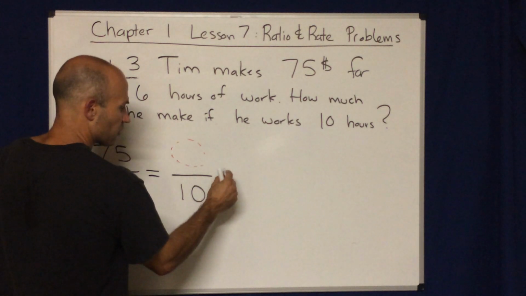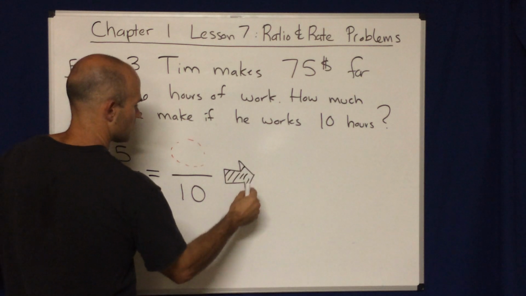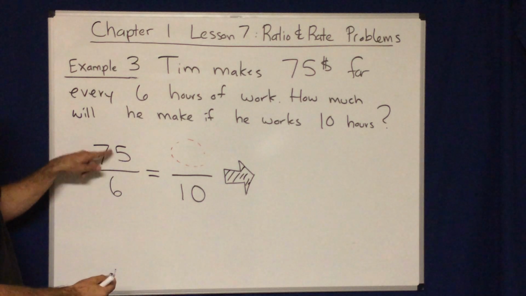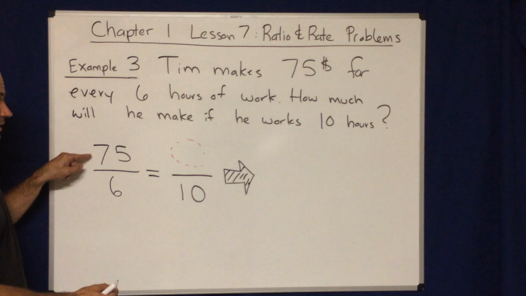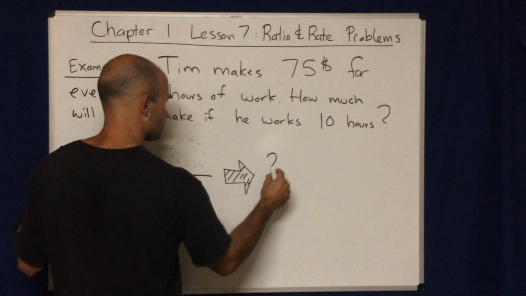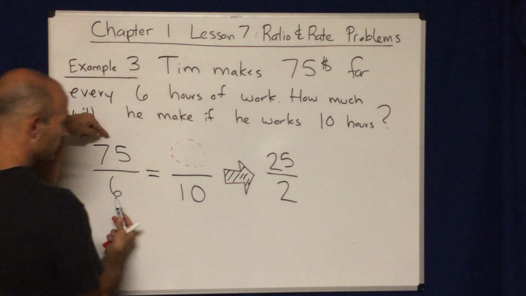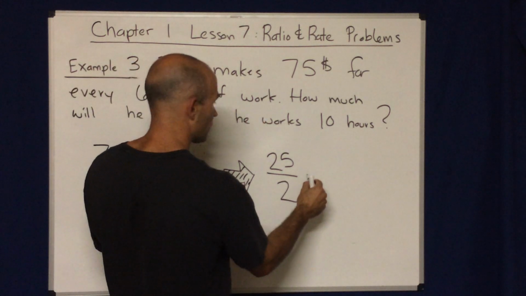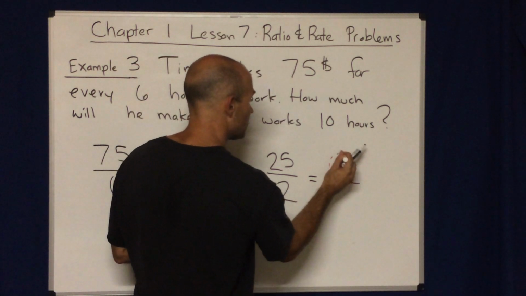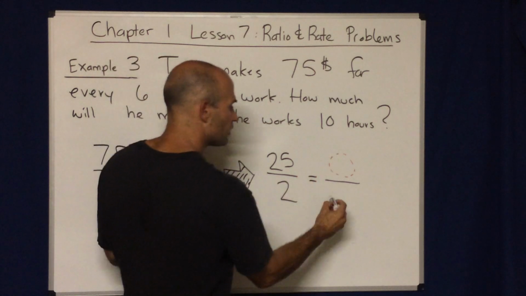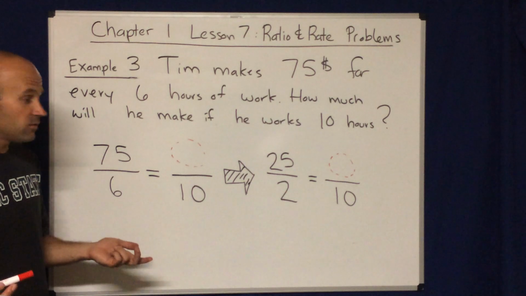So I'm going to kind of change my problem in some sense. I can replace this with an equivalent fraction where I divide both the numerator and denominator by 3. 75 divided by 3 is 25. 6 divided by 3 is 2. This fraction is completely equivalent to this one, so I've not changed the problem in any way. I've just rewritten my given ratio in a form that is hopefully more convenient. And now I look at it and ask myself, is it more convenient?